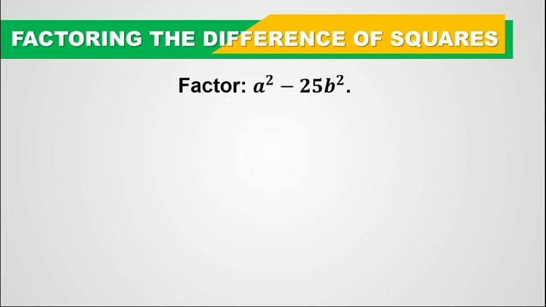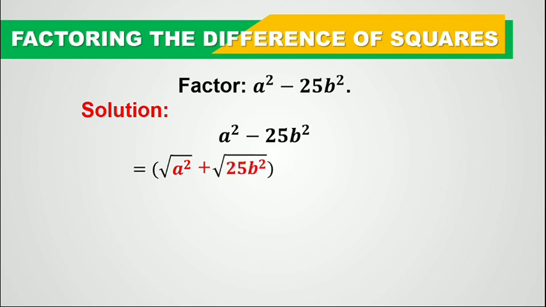What about this? Let's try to factor a squared minus 25b squared. Again, all you need to do is get the square root of the first term plus the square root of the second term. The other factor would be the square root of the first term minus the square root of the second term. You could also have minus here and plus here, or plus here and minus here. That is just the same. So the answers are the same depending on your preference.